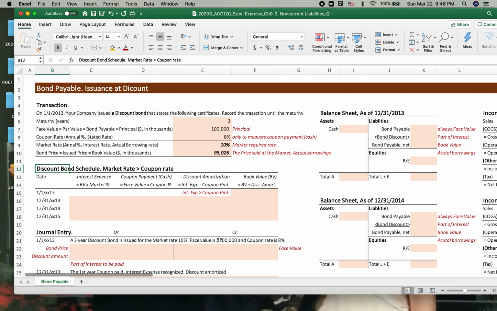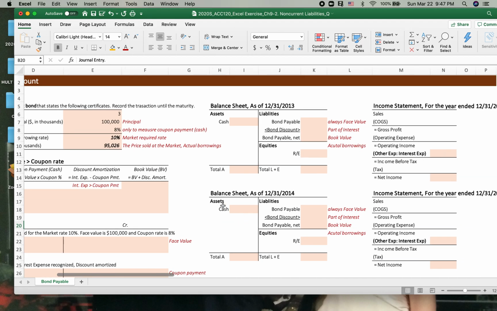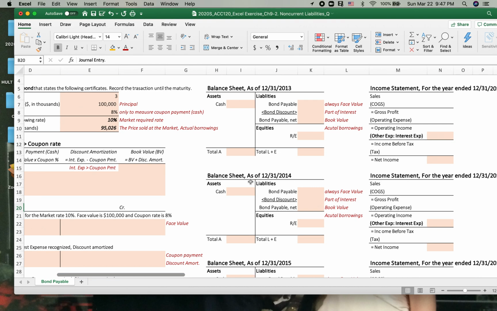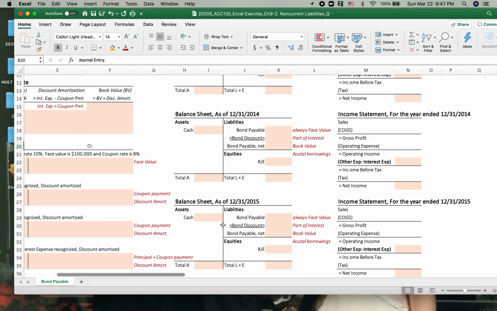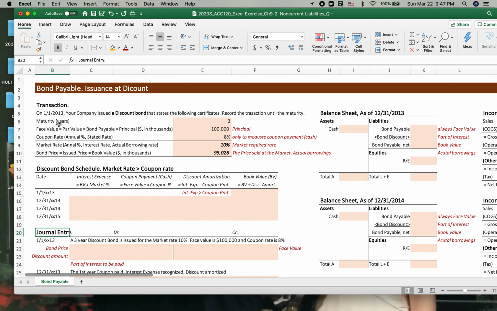Okay, let's practice with a bond payable issuance at discount. This practice is comprised of transaction analysis, discount bond schedule, and then journal entry, linking the journal entry outcomes to the balance sheet and income statement for the year 2013, then 2014, and the final year. So this transaction occurred on January 1st, 2013, and the company issues a discount bond that states the following certificates.